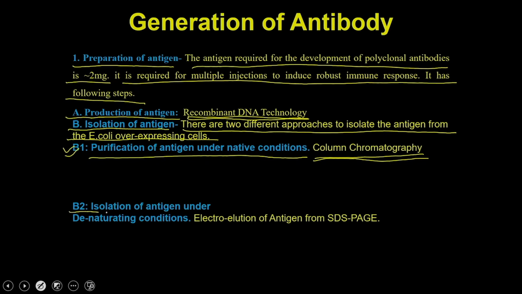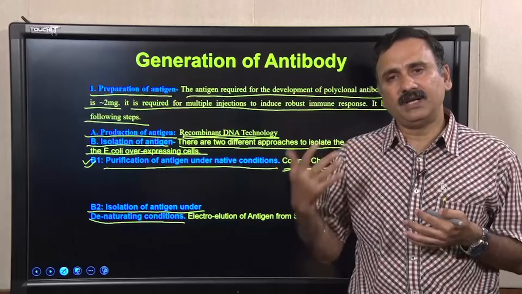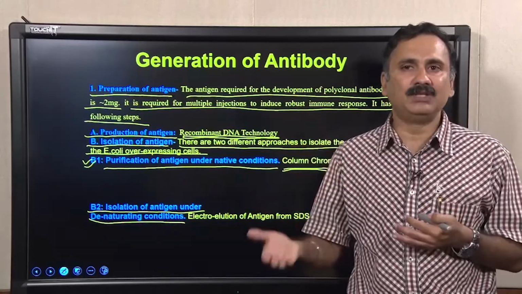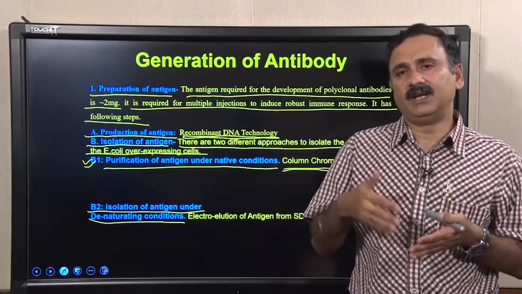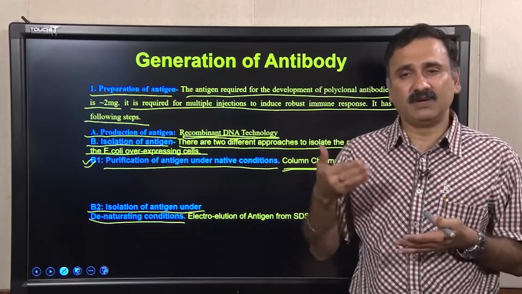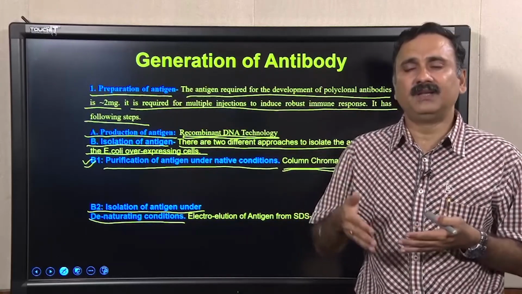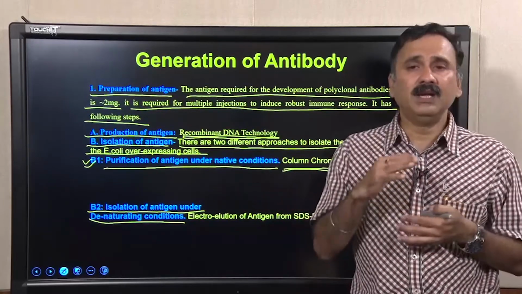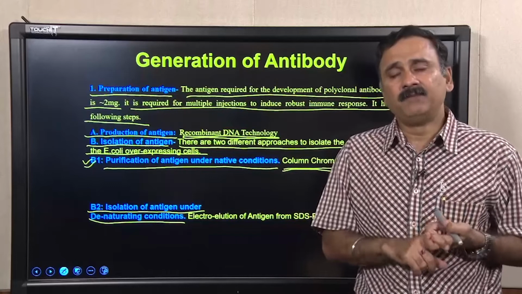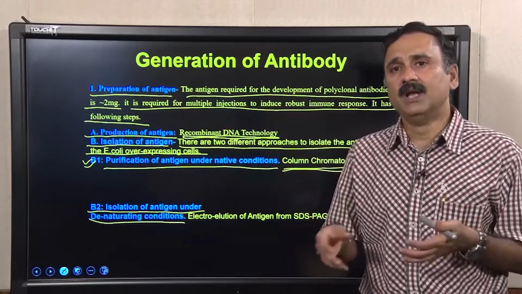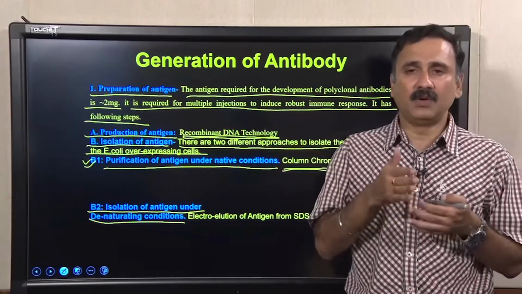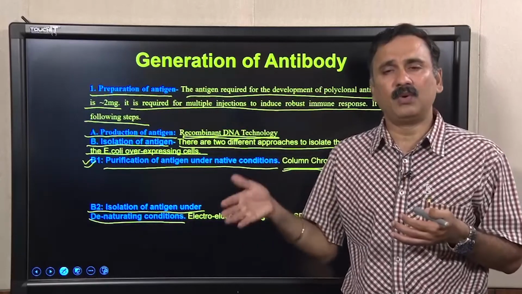The second is the isolation of antigen under the denaturing conditions. In some cases, the antigen you are overexpressing in E. coli is not soluble, which means it is not present in the supernatant, and because of that this antigen cannot be purified utilizing the conventional chromatography techniques. So, in those cases you are going to isolate the antigen under the denaturing conditions. The second case is that sometimes the antigen is produced in very small quantities. So, if you use conventional chromatography, you are going to lose the protein at every step.